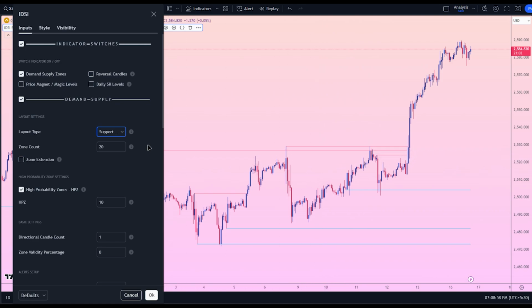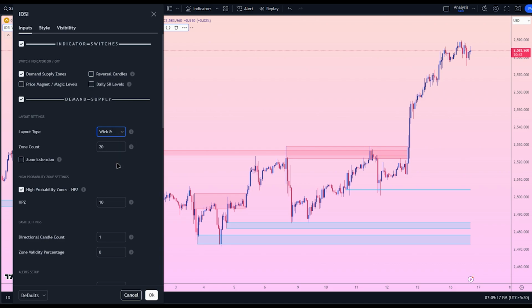The second option is wick as zone. When you choose this, the indicator will draw demand and supply zones using the candle's wick, from the open or close depending on the candle type and zone type. You'll see that the zones are drawn around the wick only, not the body of the candle.